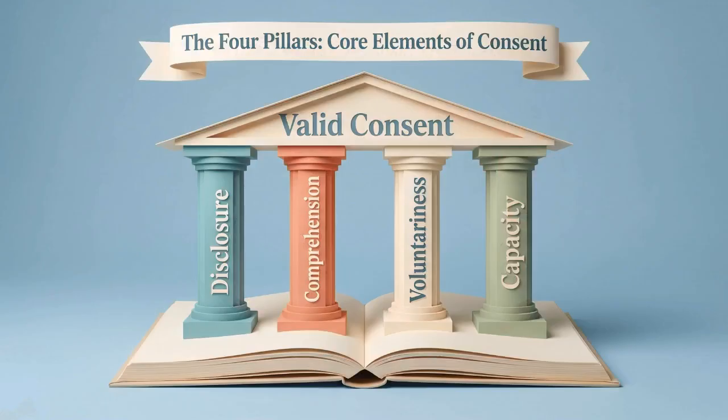Now that we've defined informed consent, let's break it down into its essential components. For consent to be truly valid, 4 core elements must be present. We call these the 4 pillars.